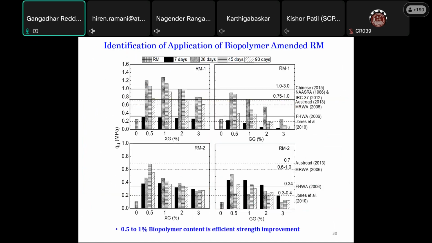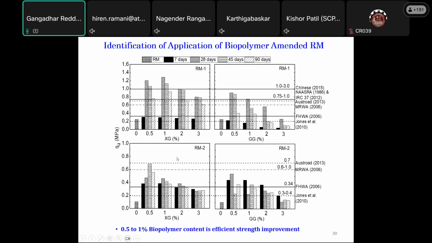So let's see, in continuation with the strength improvement, what I have done is again using different doses of one. I have used two biopolymers. One is xanthan gum, the other one is guar gum. Guar gum is basically made from guar beans, so based on the guar beans we can prepare guar gum. Xanthan gum is basically produced by a bacterial process, using Xanthomonas bacteria.